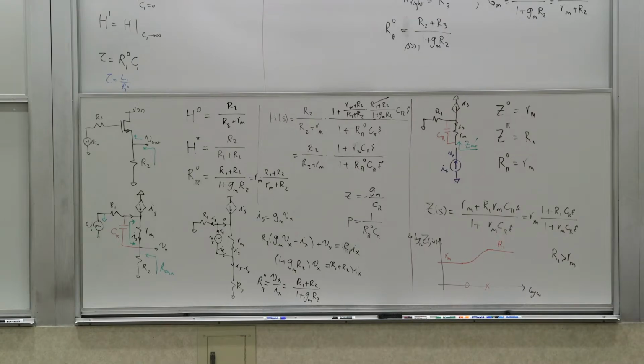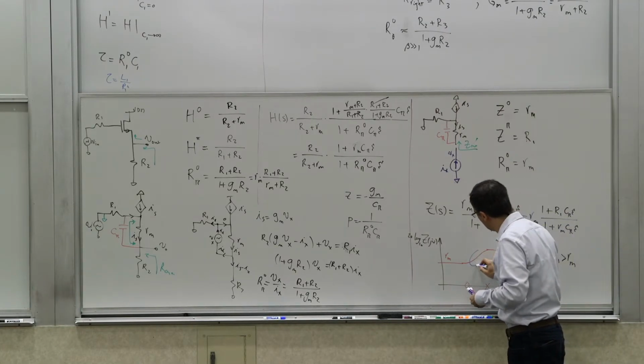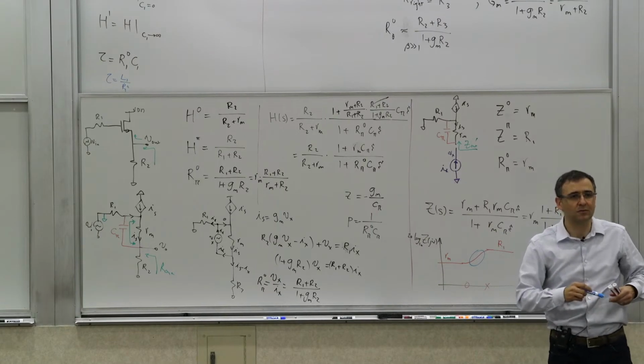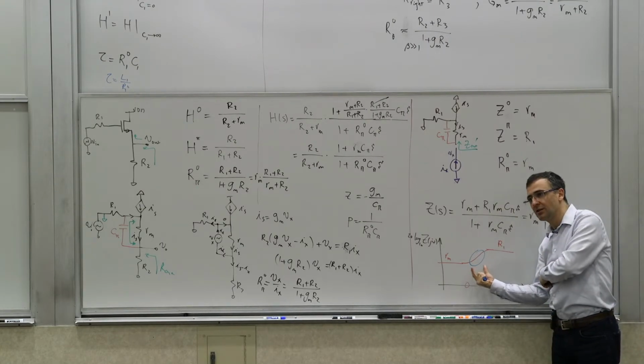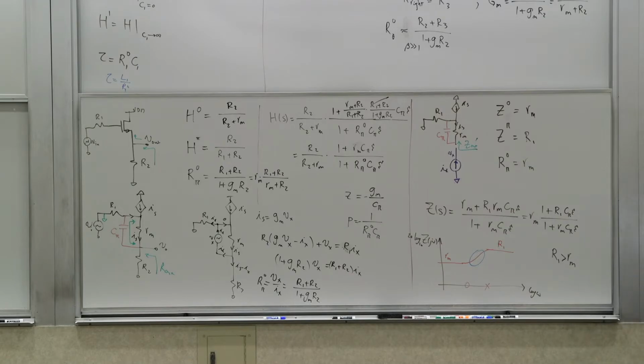Now, what is the element whose impedance increases with frequency? Inductor, right? So if that condition holds, if you have an R1 that's greater than Rm, in this range, it looks inductive. So a lot of times you may hear that the output impedance of a source follower or an emitter follower is inductive. That's what they mean. And this condition needs to hold.